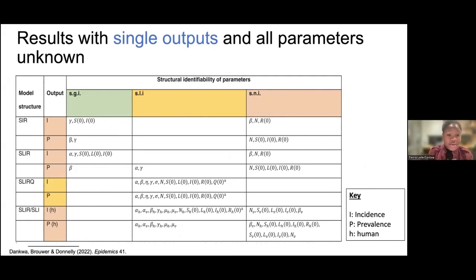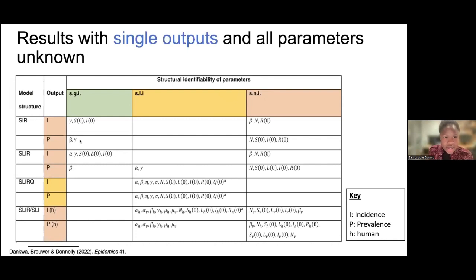Now you can see, just like the results I just showed in the first row for SIR, that for the SIR model our parameter beta is not identifiable. But under prevalence, this parameter is identifiable. And so we see that when we do change the type of output, it affects the structural identifiability of parameters.